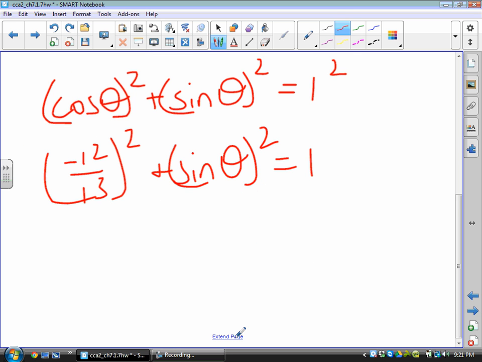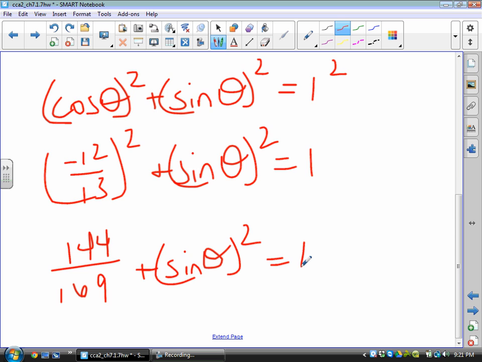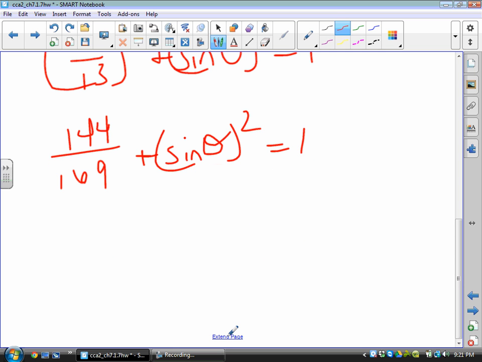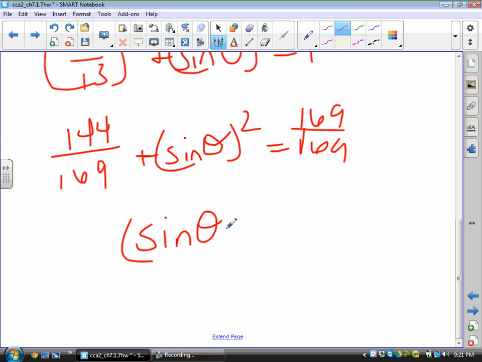Okay, so let's square these things. -12 squared is 144, 13 squared is 169, plus sine squared equals 1. So I'm going to try to solve for sine of theta. I'm going to subtract 144 over 169. I know that 1 is really 169 over 169, so now it's 169 minus 144. Keep everything in fractions, that's the most exact value. So if I subtract that, I'm going to end up having 25 over 169.